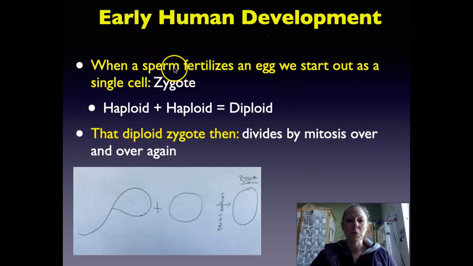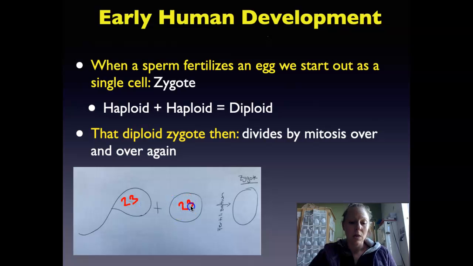So as we know, when a sperm fertilizes an egg, we start out as a single cell or a zygote. We know that we have, let me grab my pen here, 23 chromosomes here in a gamete and 23 chromosomes here. And we know that this is a haploid cell, H, and this is a haploid cell. And then this is a zygote. So it has, fertilization, a sperm fertilized an egg. And then we have our zygote, which has 46 chromosomes.